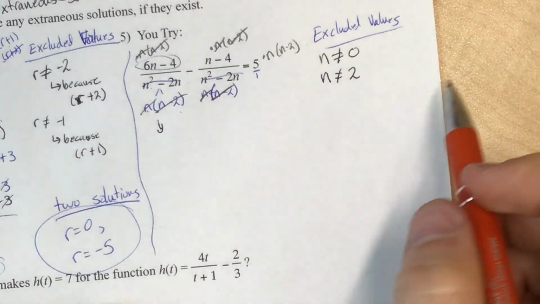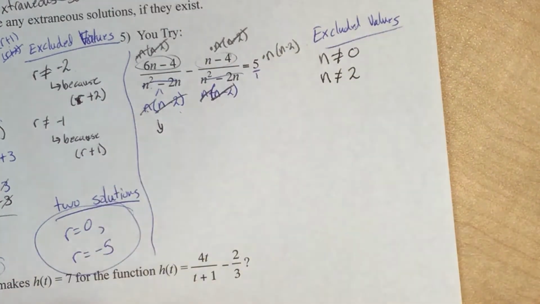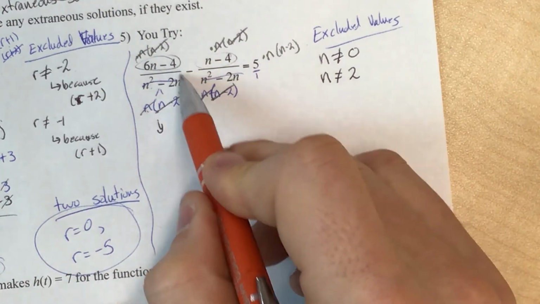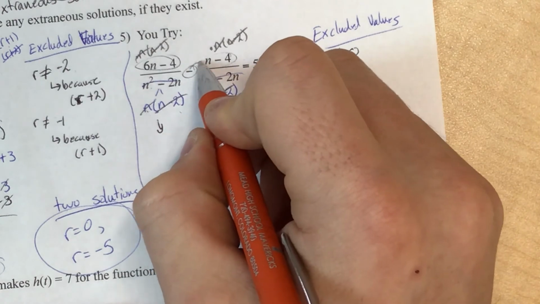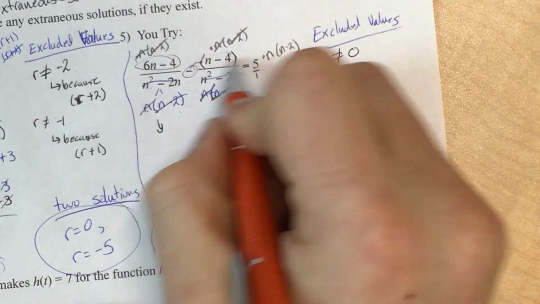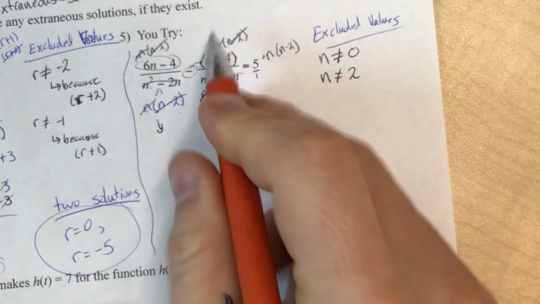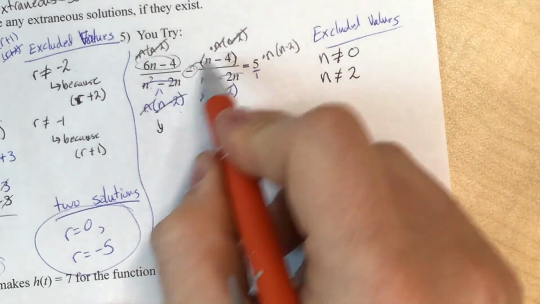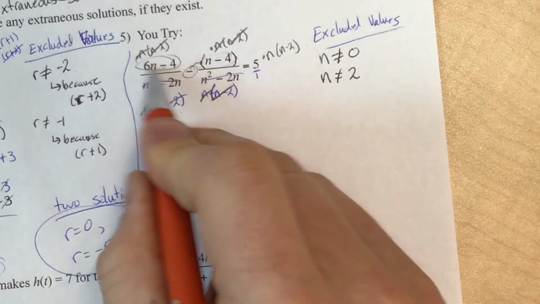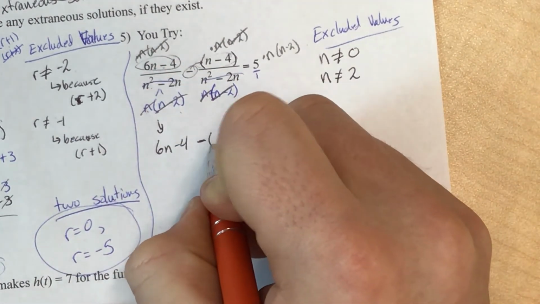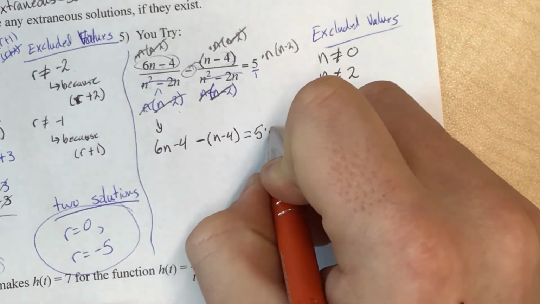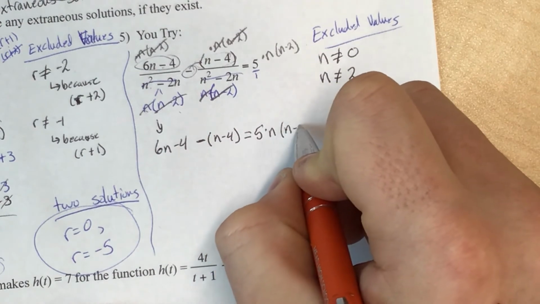All that's left over in the first term is 6n minus 4. And then all that's left over in the second term is n minus 4. Now, remember, this negative is important. This negative is going to distribute into both of these. So there's a reason I'm putting this in parentheses here, because it's going to make sure everything's correct and save us some confusion at the end. So 6n minus 4 is what's left over on the first term, minus the quantity n minus 4, and that is equal to 5 times n minus 2.